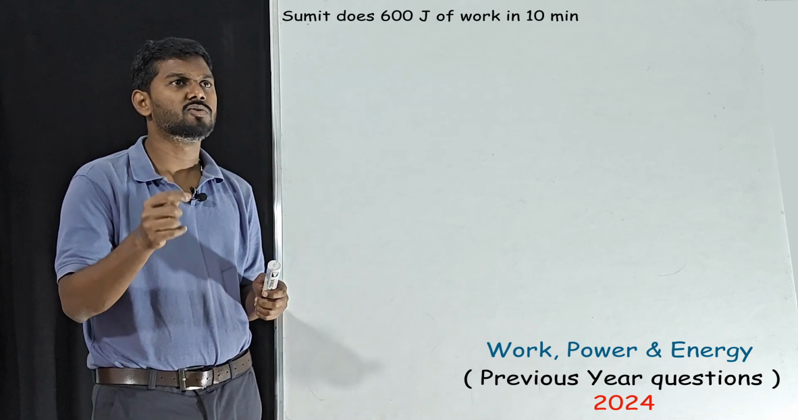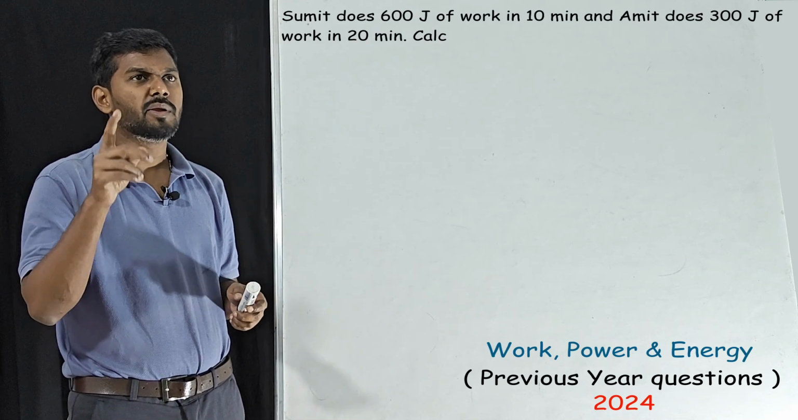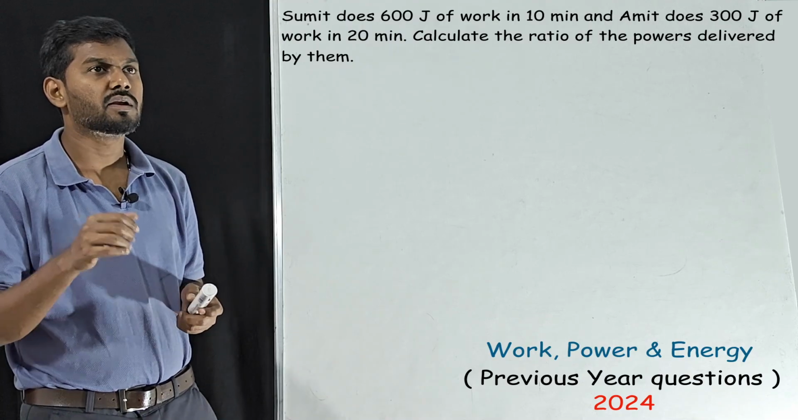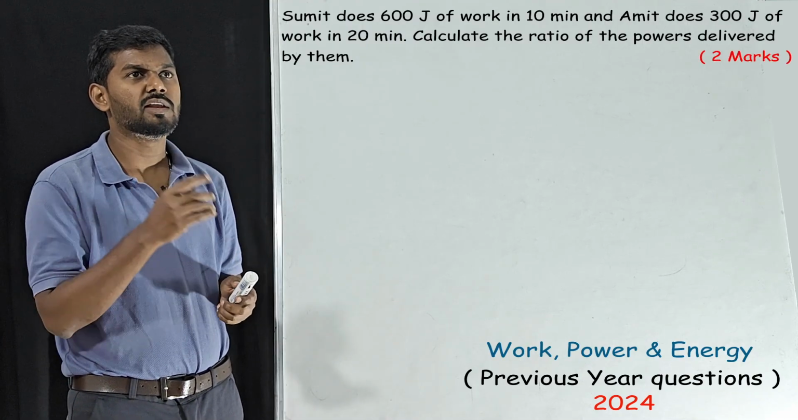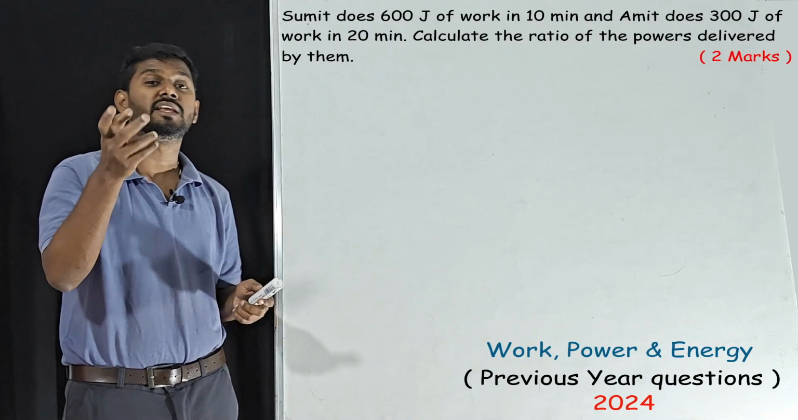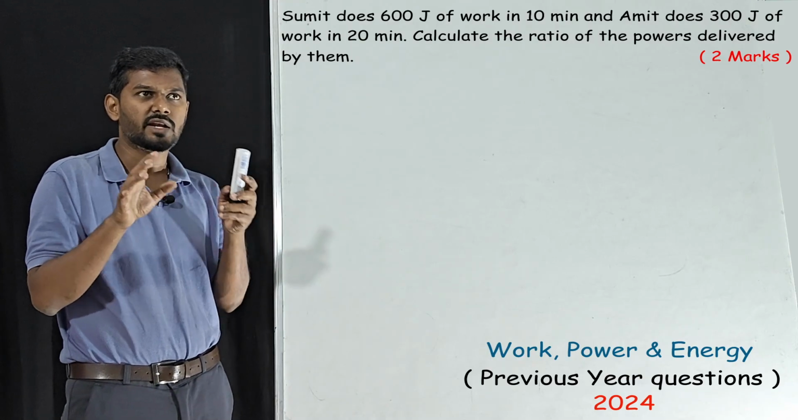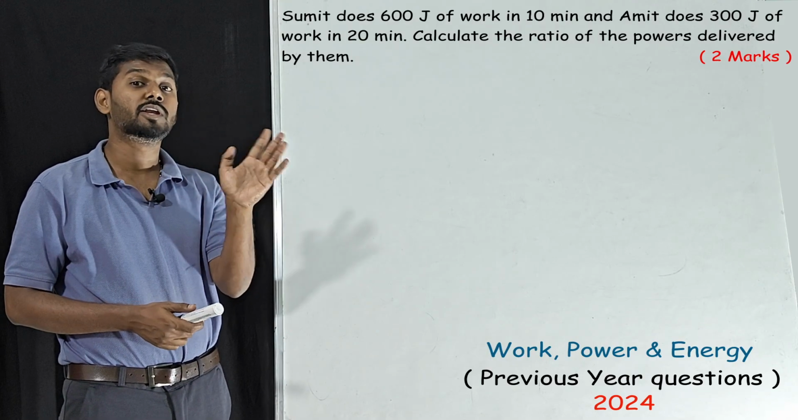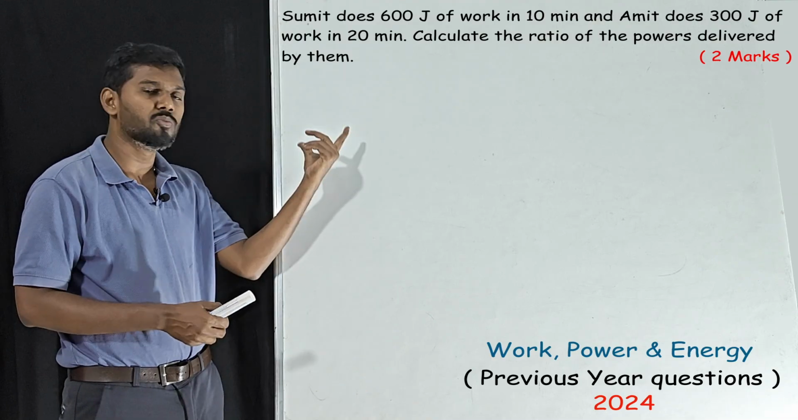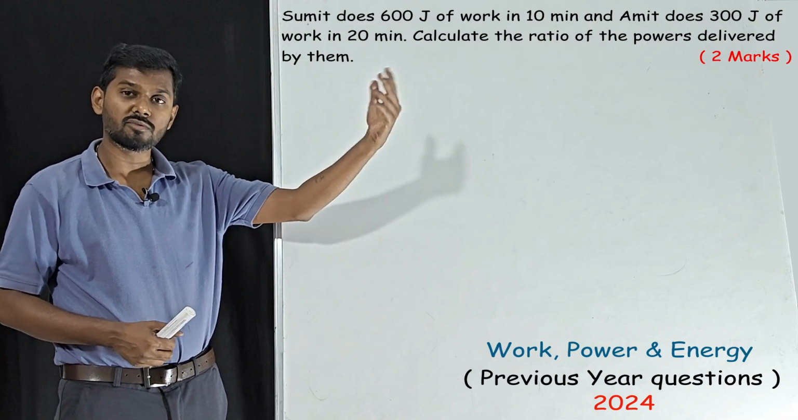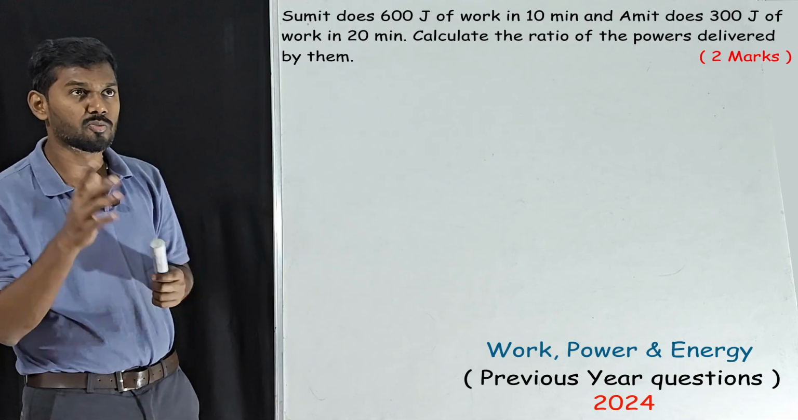Samit does 600 joules of work in 10 minutes and Amit does 300 joules of work in 20 minutes. Calculate the ratio of powers delivered by them. So we have to find the ratio, that is nothing but we have to compare it. Whenever it is a comparison related question, you don't have to convert into SI units. I'll show you both the methods. You can convert into SI units, and without converting also you'll get the same answer. I'll teach you both the methods.